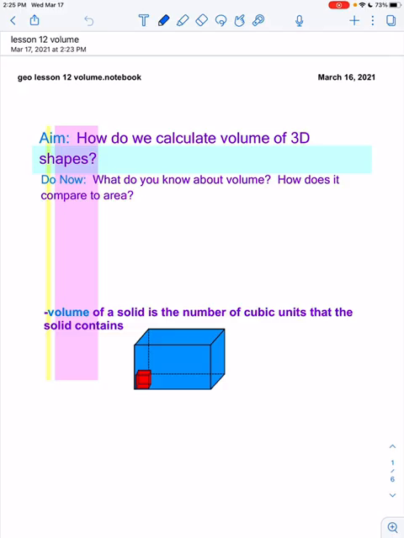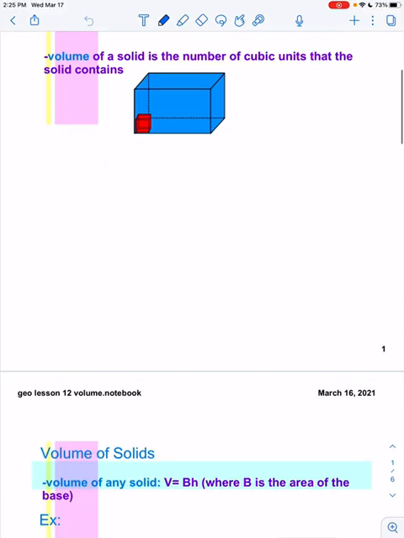the solid contains. So when we have a flat shape, we usually calculate area to figure out how much space the shape is occupying. But when we have a three-dimensional shape, because we have length, width, and height, area is no longer for the inside. We could do surface area, which would be the outside of the shape, but volume is how much space we could fit inside of the shape. So let's take a look.